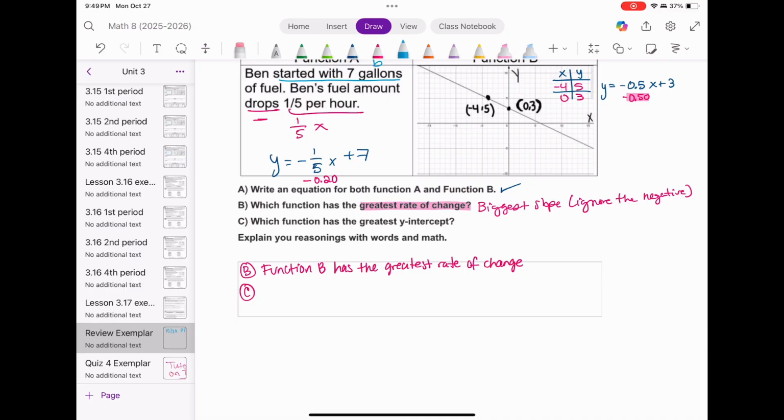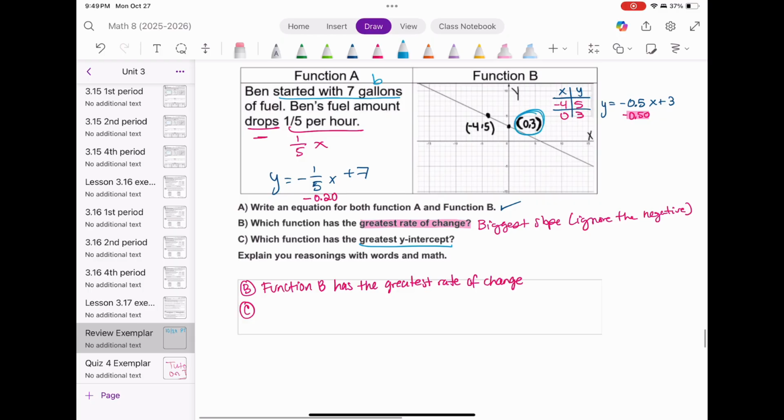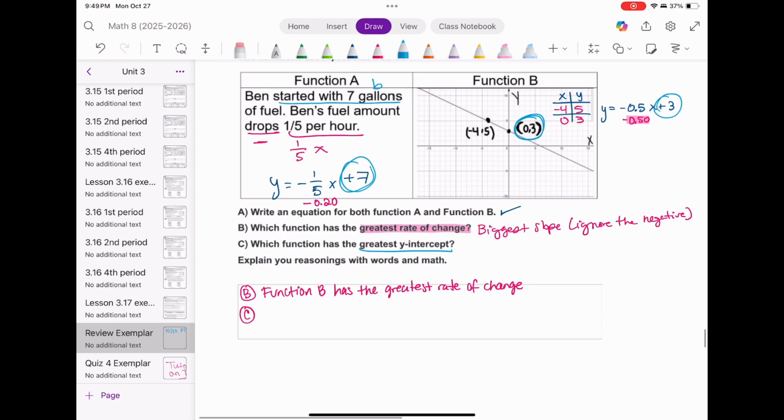And then letter C is asking which function has the greatest y-intercept. And for function A, the y-intercept is 7. For function B, the y-intercept is 3. So function A has the biggest or the greatest y-intercept. To explain the reasoning, again, 7 is bigger than 3. And for slope, 0.5 is bigger than 0.2.